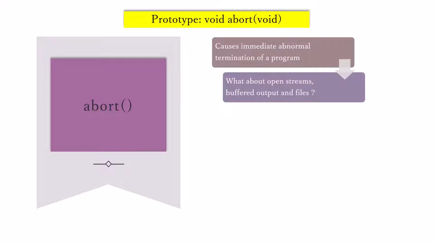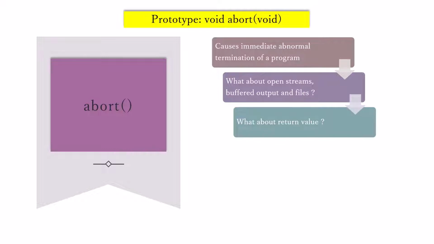What about open streams, buffered output, and files? If this function is called when there are major internal inconsistencies, well, open streams may not be closed, buffered output may not be flushed, and files may remain incomplete. For example, if you're writing to those files. What about the return value? As you can see from the prototype, there's no return value.